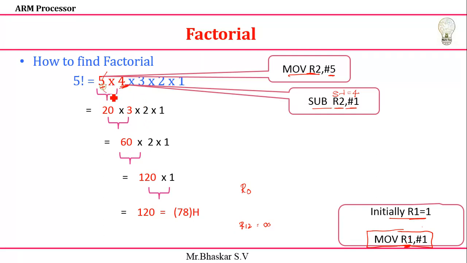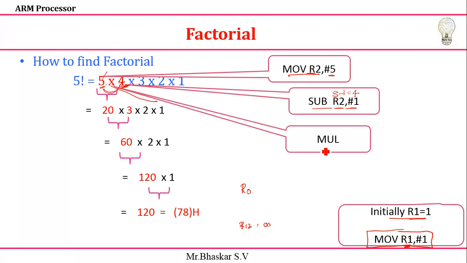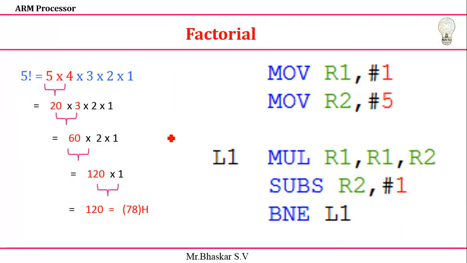Clear. Next, if I want to multiply these two, I'm going to use the next instruction, that is MUL. The MUL instruction we generally use. Once you multiply, to store the result I'm going to use the R1 register, result in R1. So I need to use the R1 register for the result when doing the multiplication. These are the small instructions I'm going to use. So let's move on to the program. It's very simple.